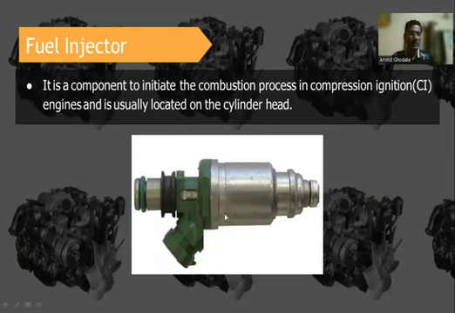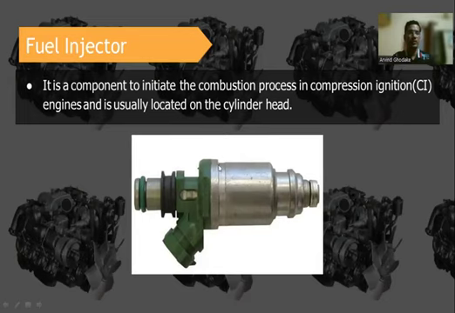Next one is a fuel injector. It is also a component to initiate the combustion process in compression ignition engines, that is nothing but in diesel engines, and is usually located on the cylinder head. So the position is the same for the spark plug and the fuel injector, and the objective is also the same, but if it is an SI engine, then the spark plug is used, and if it is a compression ignition engine, that is a diesel engine, then the fuel injector is used.